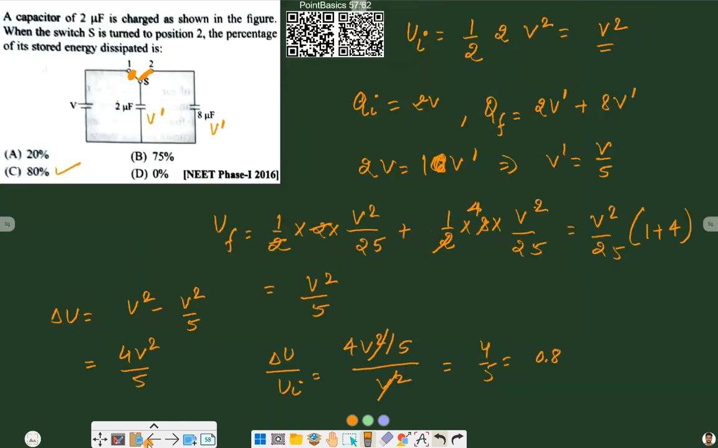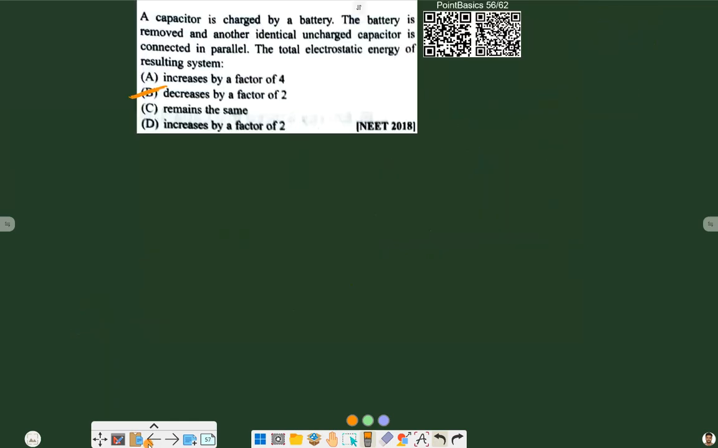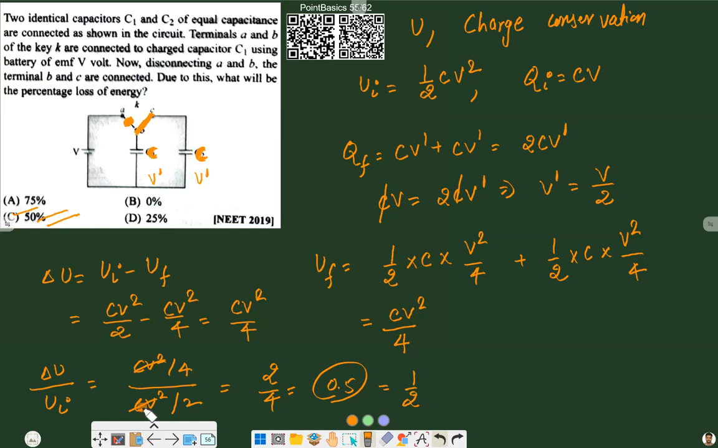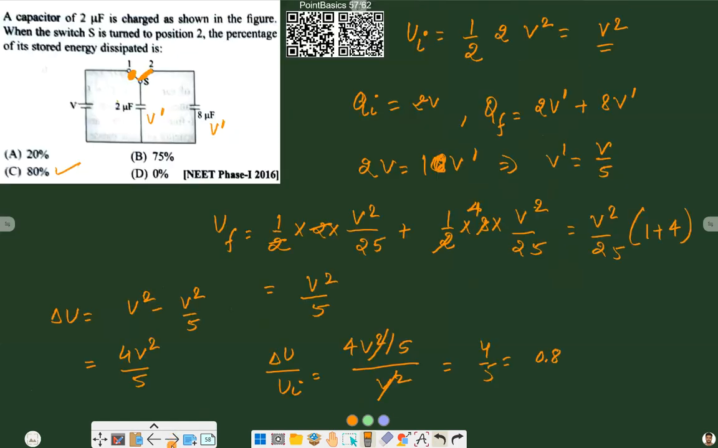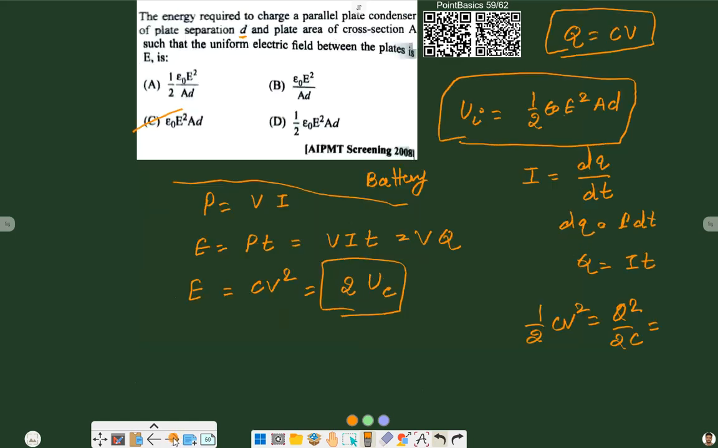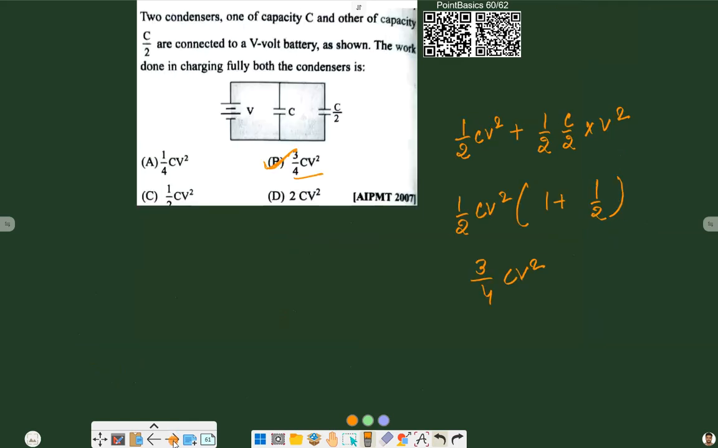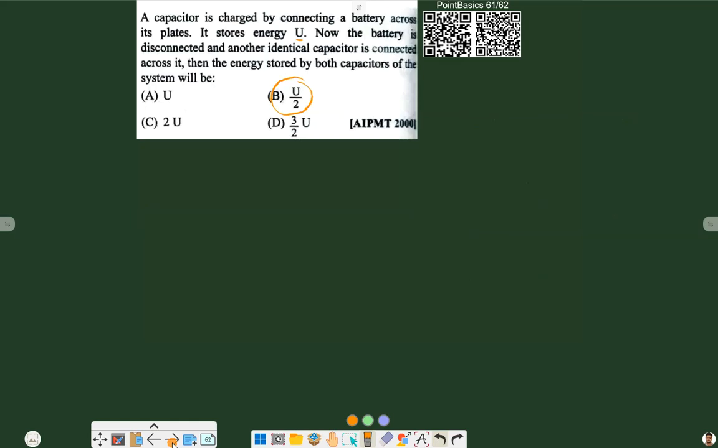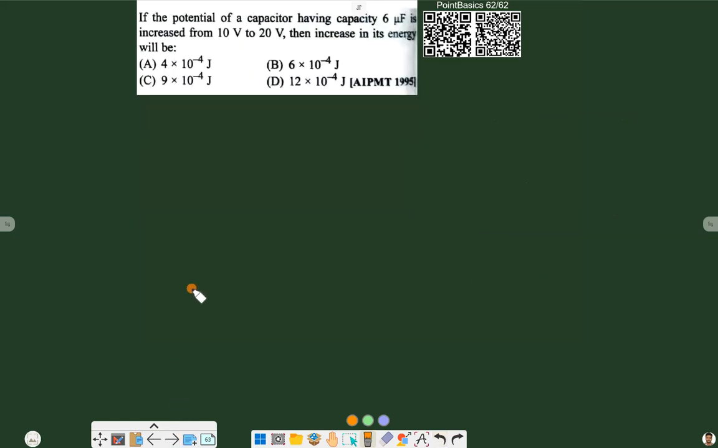I think it was question number 56, 55 or something. Yes, this was the question where the energy lost was half, so the remaining energy is also half. So in the case of parallel capacitors, when we charge one and then connect it with another, we can say the energy loss is half, and the energy left is also half. So U by 2. Now moving to the last question.